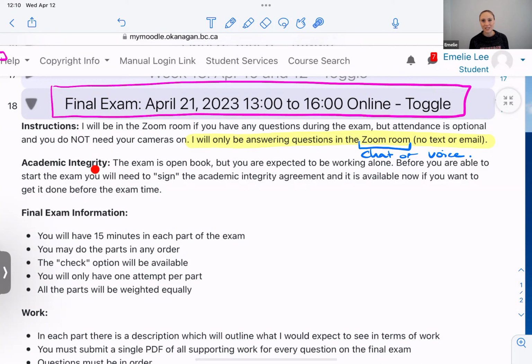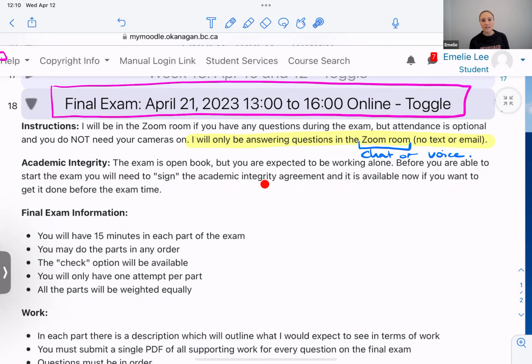Okay, academic integrity. Really difficult with an online final exam. So the exam is open book. It's all on the table. It's open book, but of course you're expected to be working alone.